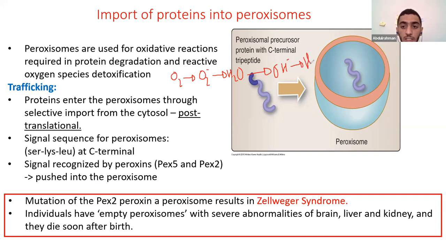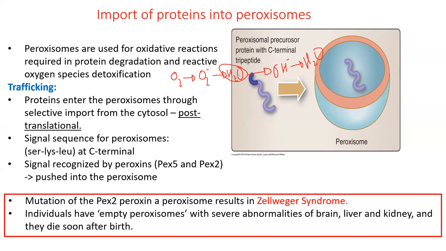Now these free radicals, if they're found in the cell, they're going to be harmful. So we need the peroxisomes, which basically do the oxidative reactions that will detoxify this reactive oxygen species. If we have, for example, hydrogen peroxide, it's going to be toxic, so it will go over to the peroxisomes. The oxidative enzymes in the peroxisome will be responsible for removing the toxicity of the hydrogen peroxide.